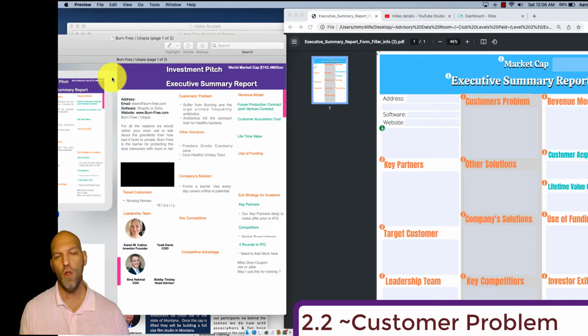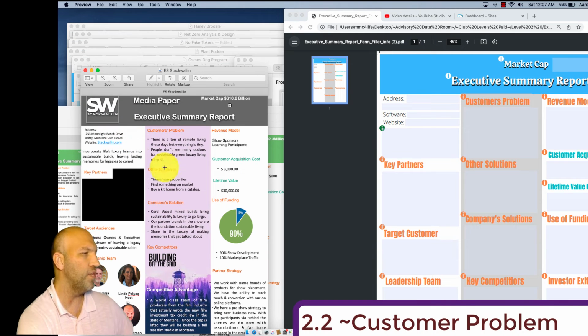And then she says, well, it was going to be Burn Free, but... and I was like, wait, hold on. It was going to be called Burn Free? Well, why would it be called Burn Free? And she's like, well, because it burns when you pee. And I said, okay, great. So let's put you in a frame of mind. You just had a UTI. It hurts. You're at the store, and you're looking at the shelf. Are you more likely to buy Utopia or Burn Free? And she's like, Burn Free. I said, great, let's change your name back to what you had originally. And then this one, Stackwallin.